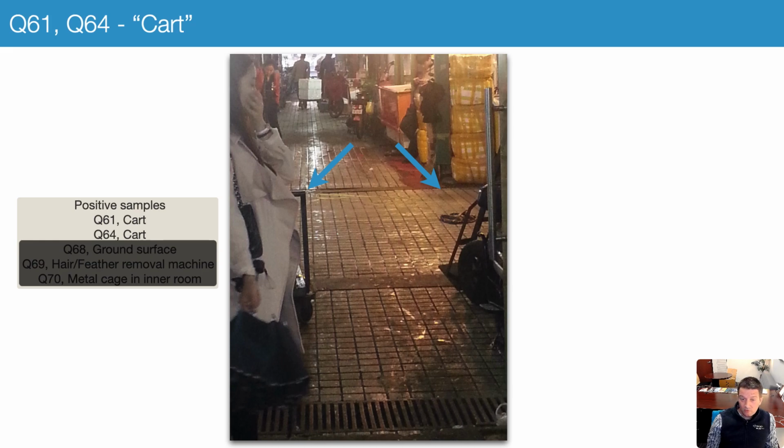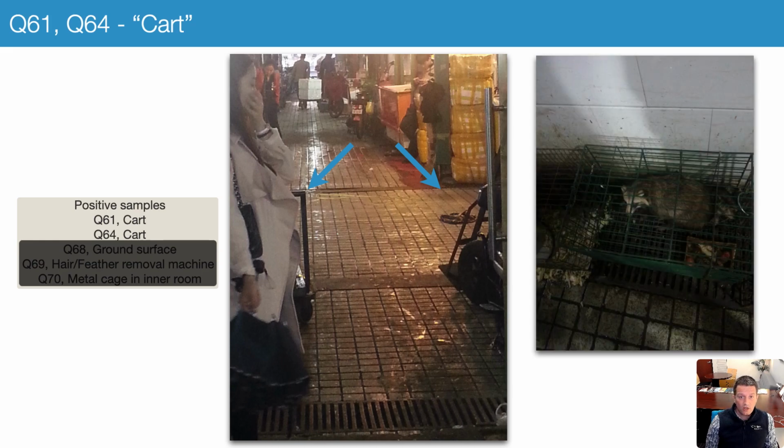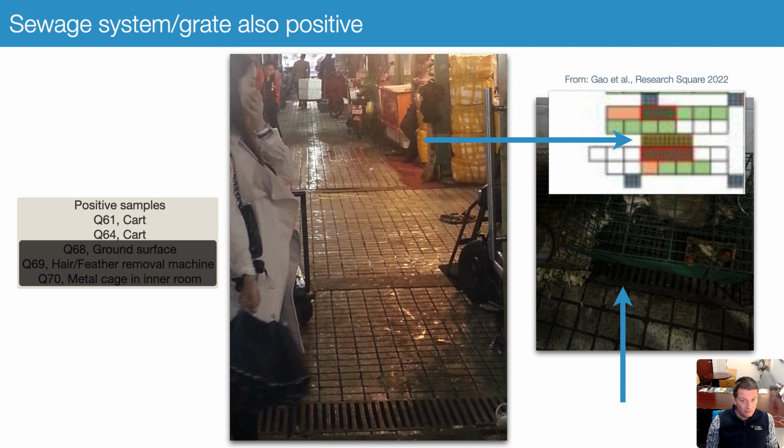These carts are being used for all sorts of things, but they're used, for example, to transport around mobile cages of animals. Here's one of Eddie's other photos of a raccoon dog in one of these mobile cages. Importantly, if you look at that photo, there's actually a grate underneath. And from a study from the China CDC, from Gao et al., we actually know that the grate outside this particular shop in which Eddie took the photos is in fact also positive for the virus itself. It's not that there are other sewage systems that are positive in the market, but this is one of the few that are actually positive. And again, it's a photo showing a raccoon dog actually sitting on top of one of these grates.